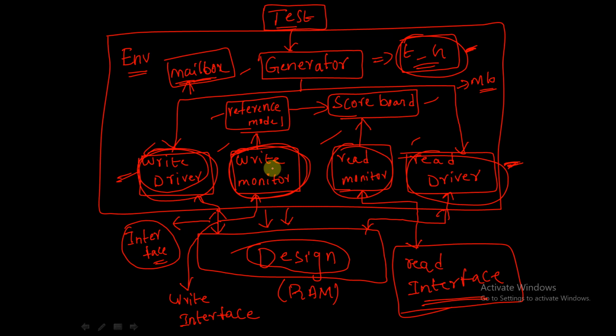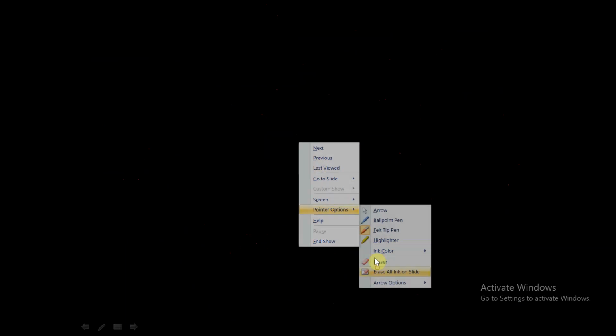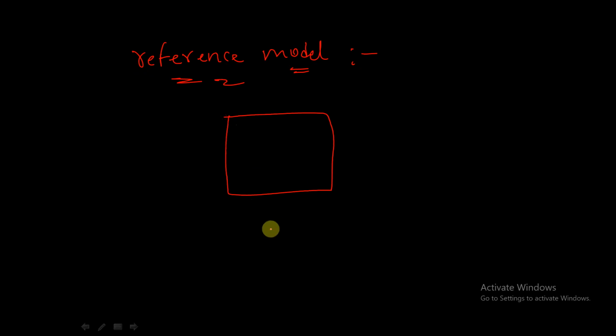These are being monitored. The write monitor is going to take these signals captured from the write driver and give them to the reference model. Basically, this reference model is like a mirror of your design, or a replica of your design. The reference model will work exactly as your design.